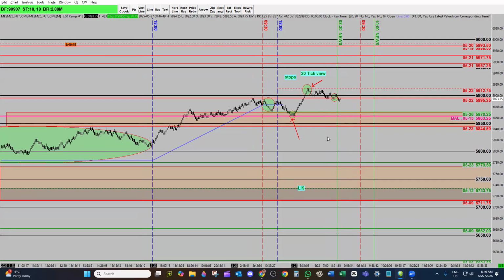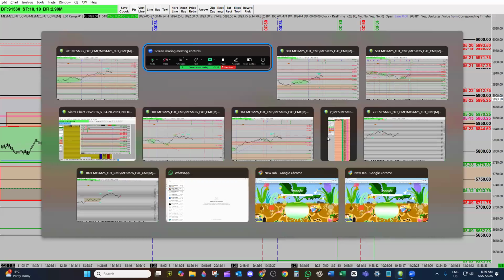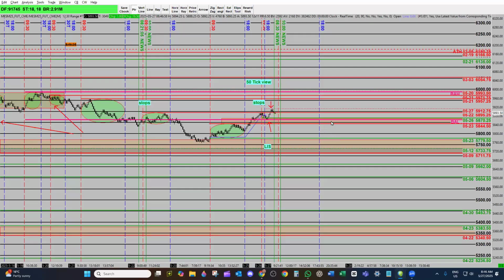We're going to wrap this up in under 10 minutes. I'm going to go to the 50 tick view to show everybody a medium-sized view of where we are in the market relative to the past couple of days. I'm sorry that my chart has all these lines that you won't understand, but they're all meaningful to me. They represent highs and lows and references of resistances and supports from previous days.